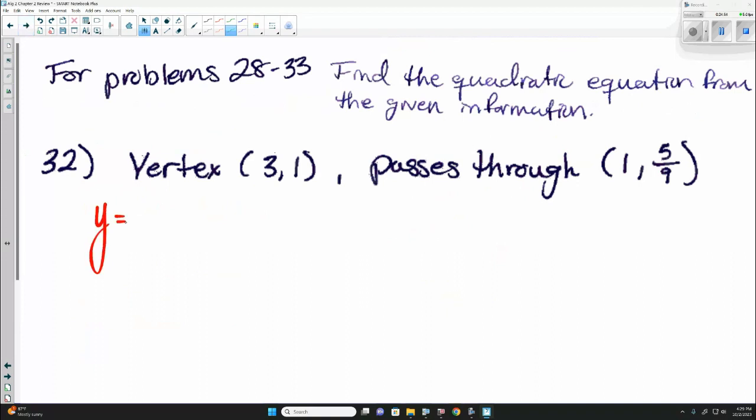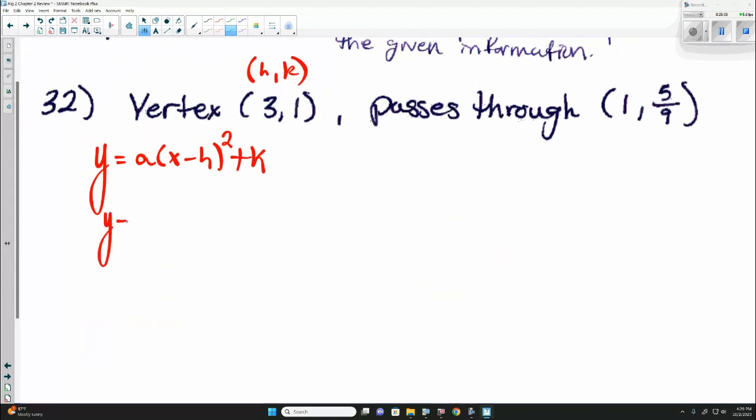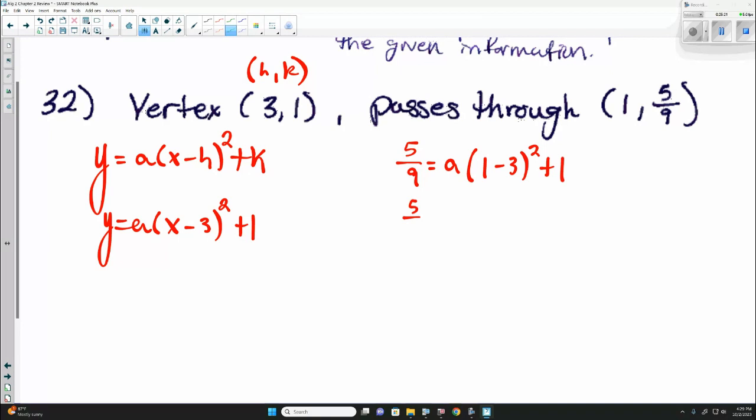This one here, we're given the vertex and a point that it passes through. So we're going to use vertex form. Vertex is the point h comma k, so it gives us 2/3 of what we need. So we have x minus 3 squared plus 1. And just like the previous ones, we're going to plug 5/9 in for y, 1 in for x, and solve this here. So I'll simplify what's inside the parentheses first. 1 minus 3 is negative 2 squared plus 1. Now our negative 2 squared, negative 2 times negative 2 gives us positive 4a.